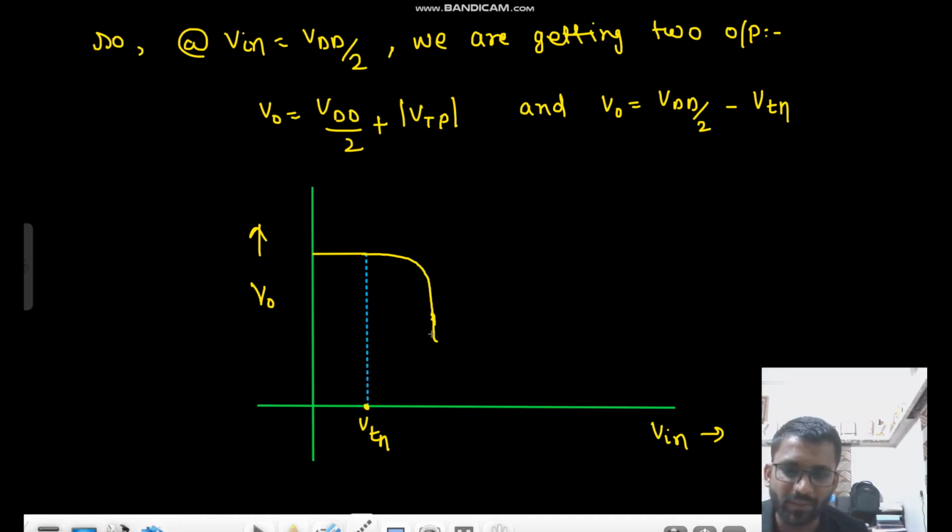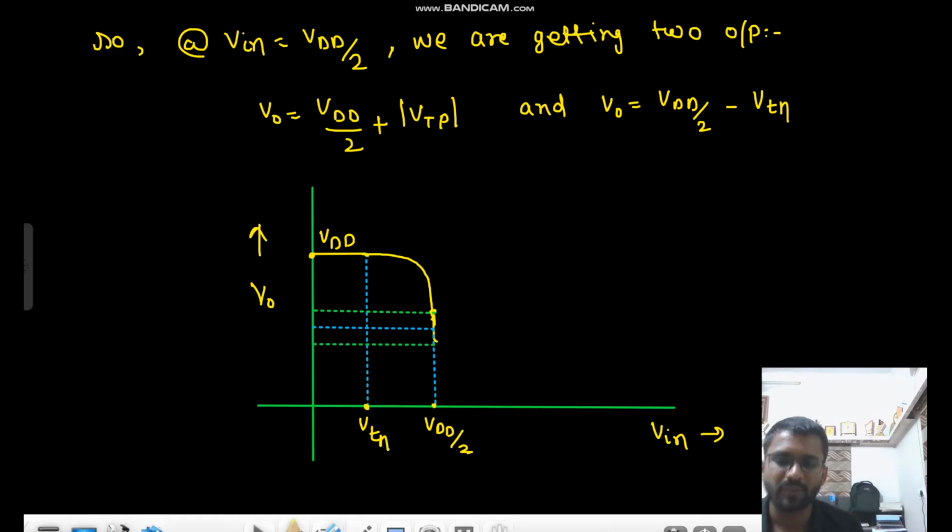Now at VDD by 2, what is happening? This is VDD by 2. Right in the middle. Not this, this. So if this was VDD, after that it was decreasing. So at VDD by 2, there is some point, this is that point, and this is that point. So at some point we have the middle point. Here we have V naught value equals to VDD by 2. At this point we have value equals to VDD plus mode of VTP.